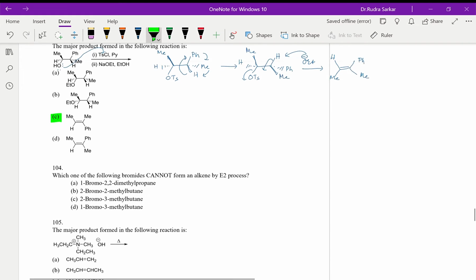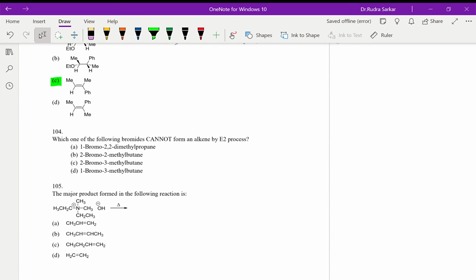Next is 104. Which one of the following bromides cannot form an alkene by E2 process? So out here, let's just draw the structures. This is the first one, for A. Now for an E2 process, we need a hydrogen at the beta carbon. So if this is the alpha carbon, this is the beta carbon. So obviously this one cannot go in E2 process.